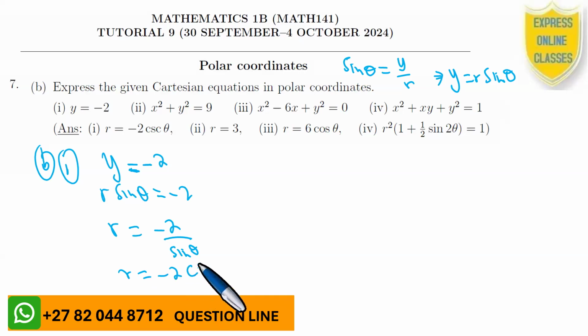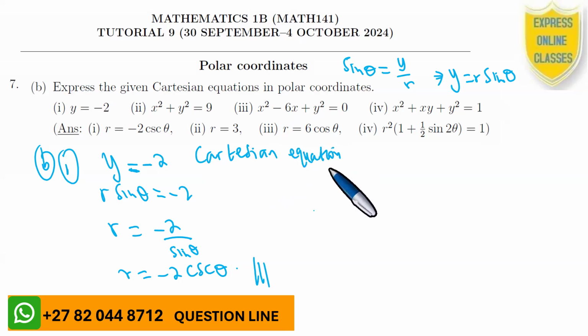1 over sine theta is the cosecant of theta. So we've been able to convert y equals -2 to polar coordinates. So this one was actually a Cartesian equation, and this obviously would therefore become a polar equation.